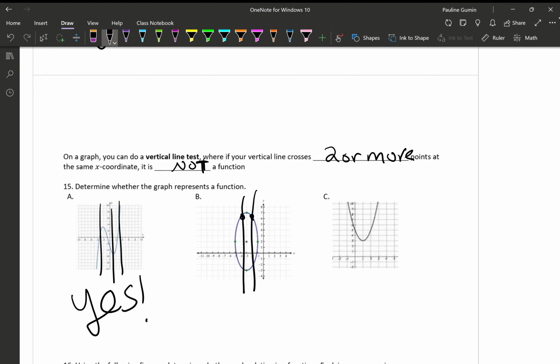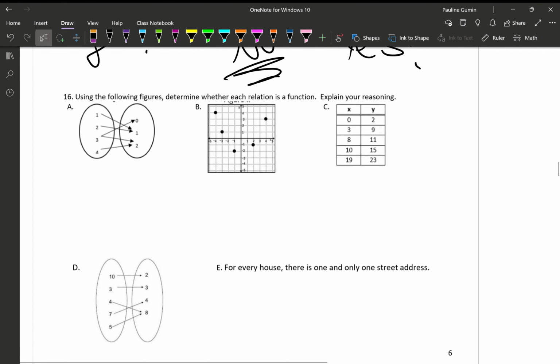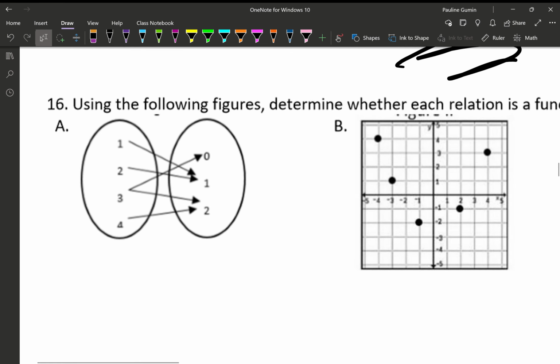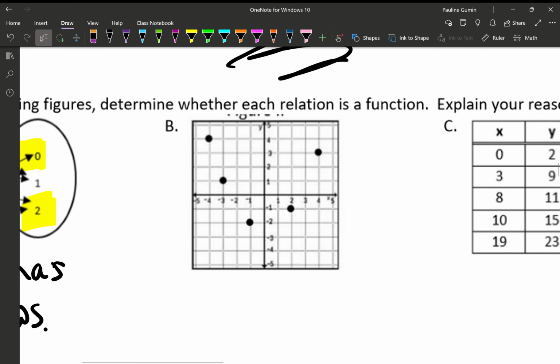Same thing for letter B. Let's draw some lines. It looks like both of them cross twice. Letter C, again, only once. All right, last problem for number 16. Let's determine if they're functions and decide why. All right, 16A. I can already tell. Check it out, the 3 is cheating. So, not a function. No. 3 has 2 arrows. It's cheating.